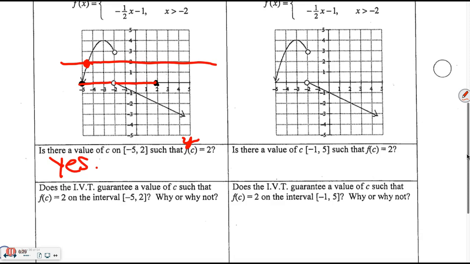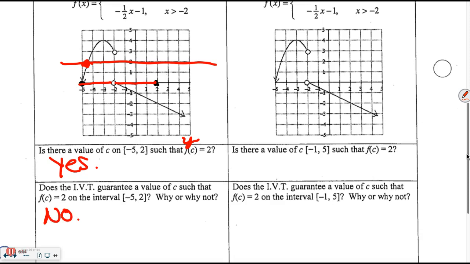by the IVT. Tell me why not. Which of the things that we wrote is not happening on the interval from -5 to 2? Because it says, does the IVT guarantee one? There is one, but were we guaranteed one? And the answer is no, and I want you guys to tell me why or why not. What's the problem with it, Jake?